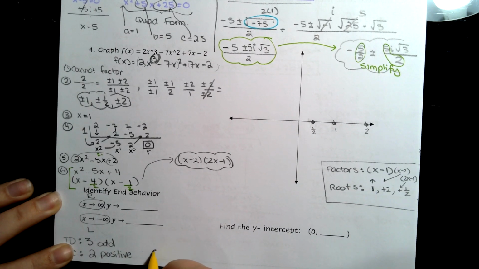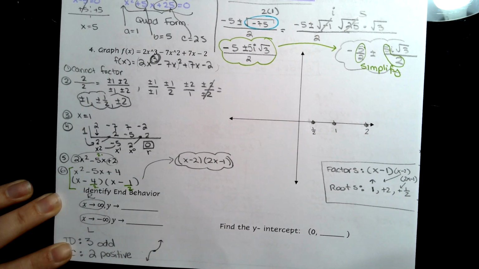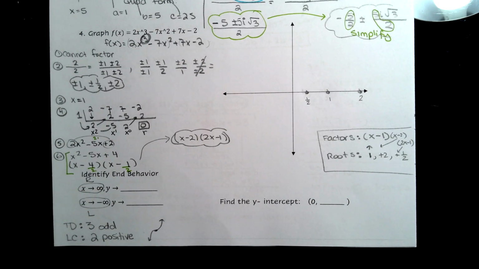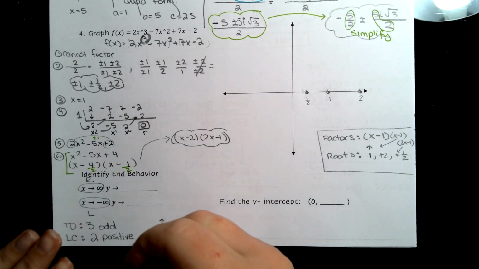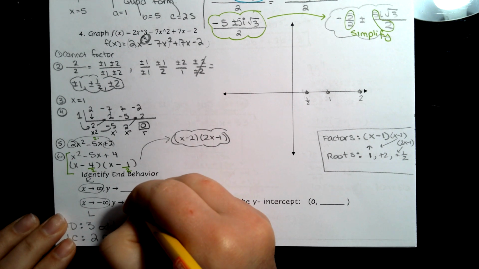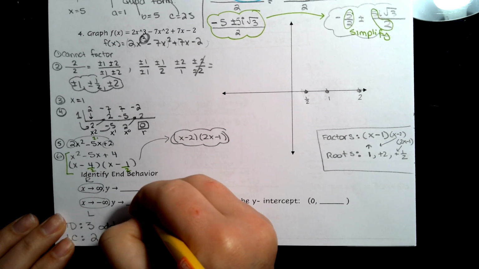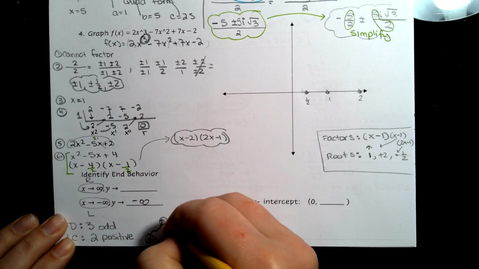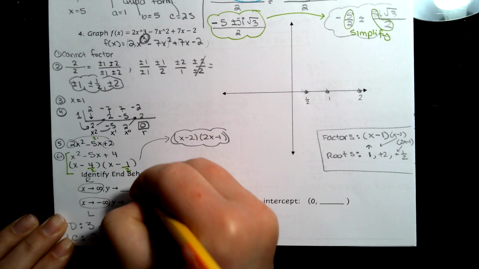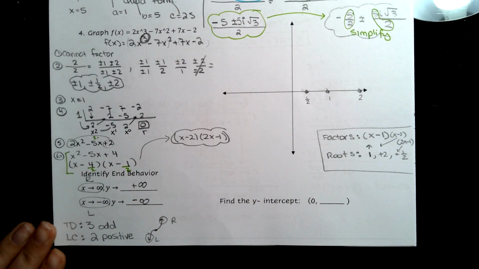Positive means we're going up. Odd means we have a John Travolta style. So it's not going to be John Travolta, but it's going to be a style. That means on my left-hand side, I'm going down. And on my right-hand side, I'm going up.